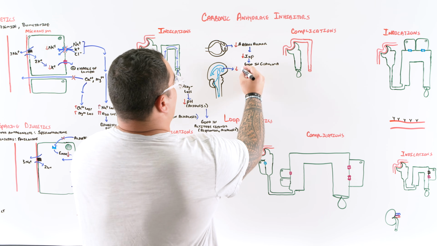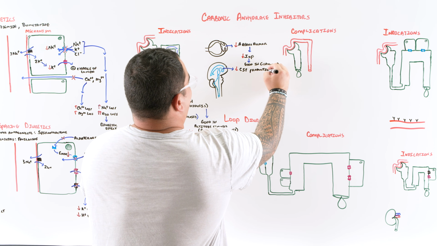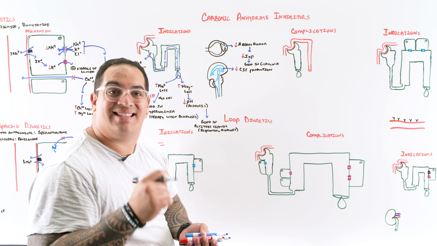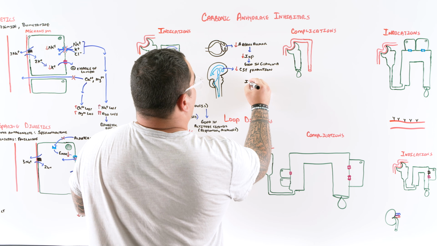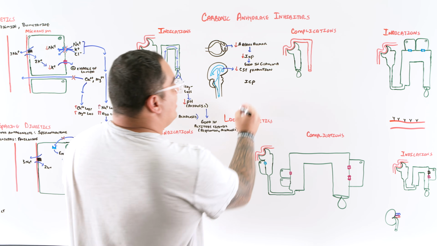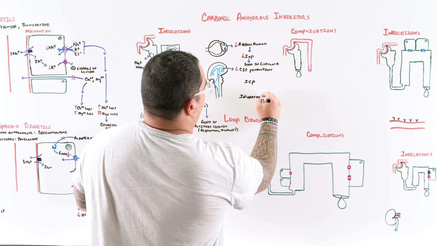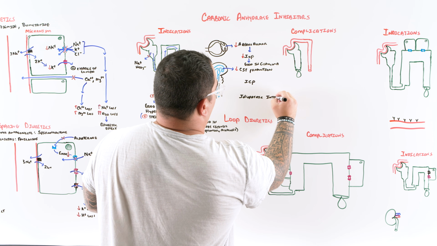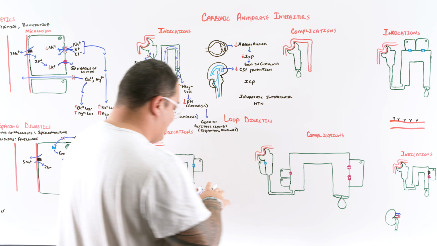It also can decrease CSF production. If I decrease CSF production, I have less CSF within my ventricular system. That could potentially reduce the intracranial pressure. This is good in idiopathic intracranial hypertension. And so that's also important.